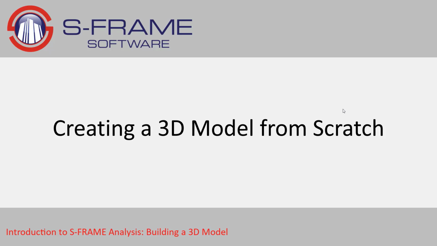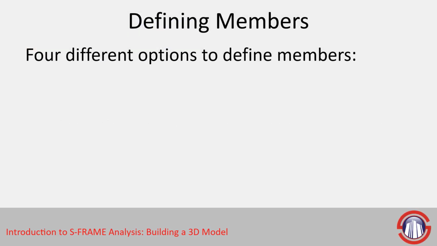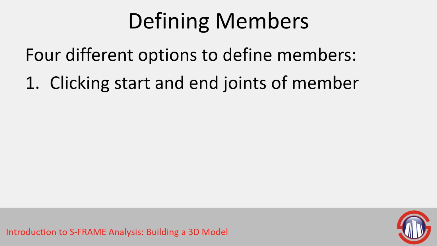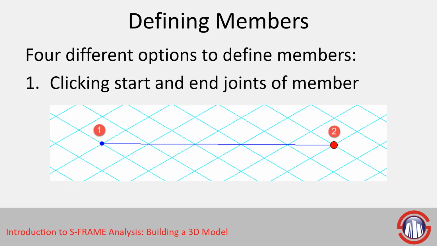In this video, we're going to create a 3D model from scratch using S-Frame's member definition tool. And when defining members, we actually have four different options that we can use. We can click the start and end joints of a member. If those joints already exist, we can click on them. If they're grid line intersections, we can use that instead.